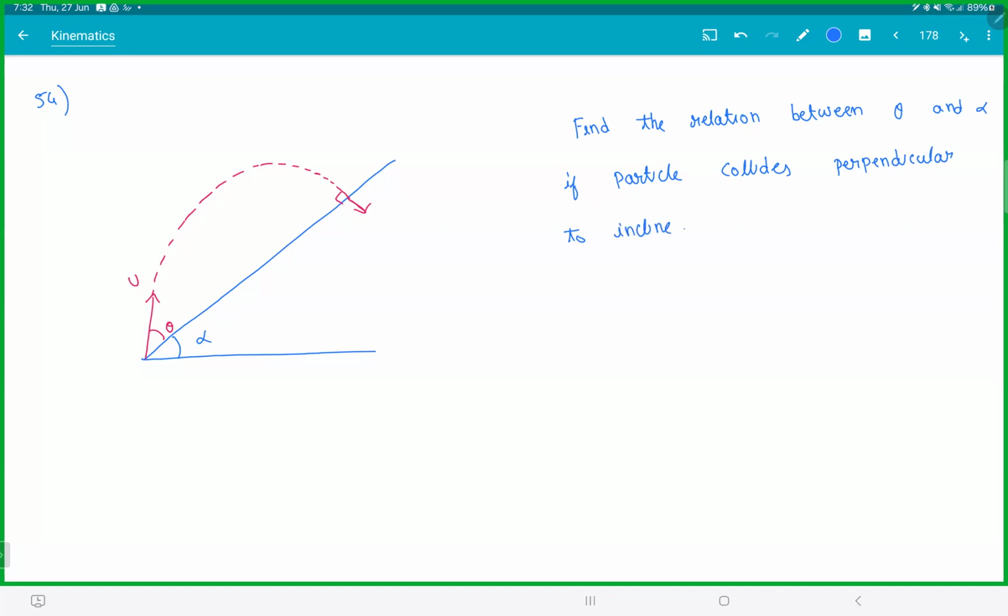Questions here? So when you're projecting, this thing hits the incline perpendicular to the surface. This happens for a particular relation between theta and alpha. Try. Just give it a try. I'll be back in a minute.